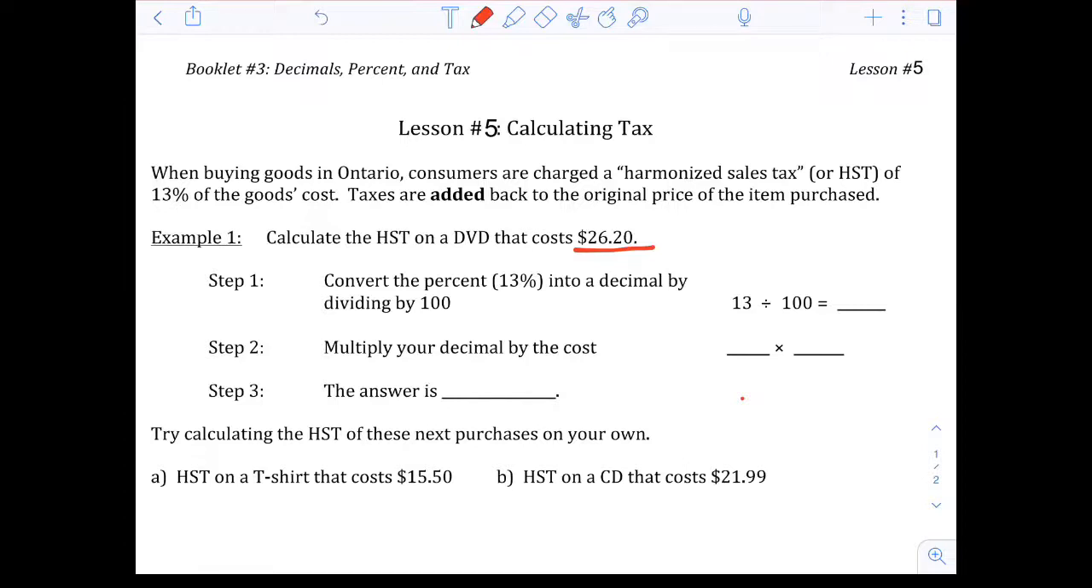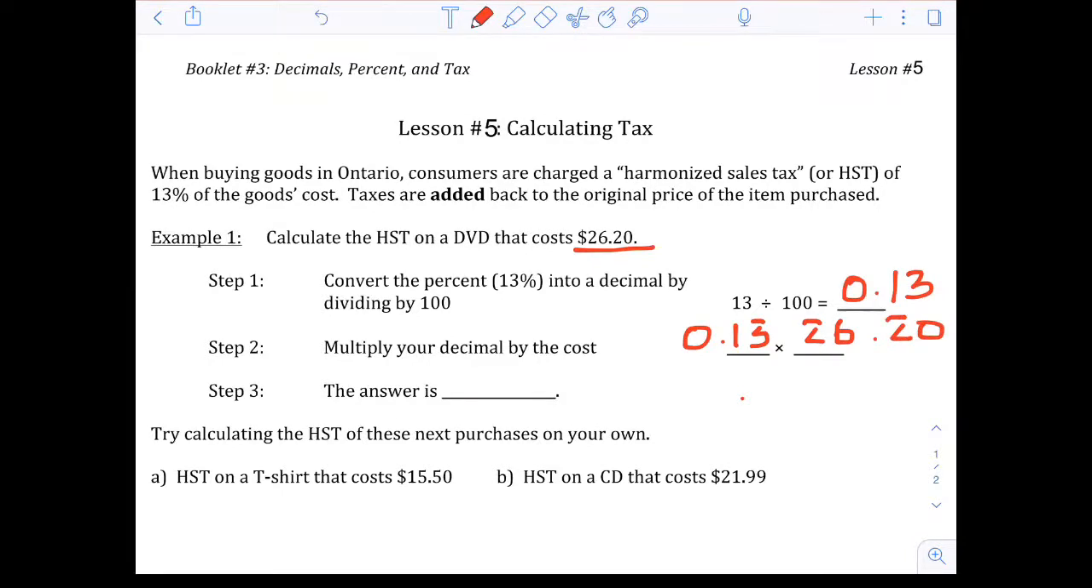So we know that tax is 13%. We talked about that before. What we do is we convert that into a decimal, because I want to know, what is 13% of $26.20? That's what we did in the last lesson. So 13%, 13 divided by 100 is 0.13. Now I want to take that 0.13 and multiply it by the price that it cost me, because I want to know, what is 13% of $26.20?